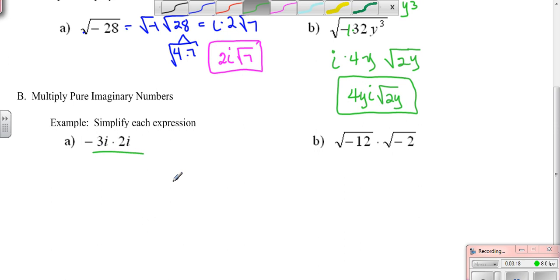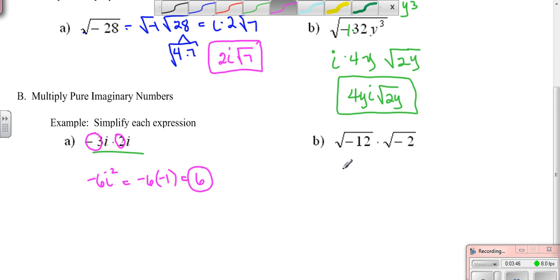Now multiplication is exactly like it would be for variables and exponents. When I multiply, I get exponents. So the real part, -3 times 2 is -6. i times i is i squared, but I know my math facts that i squared is -1, so -6 times -1, and the answer is 6.